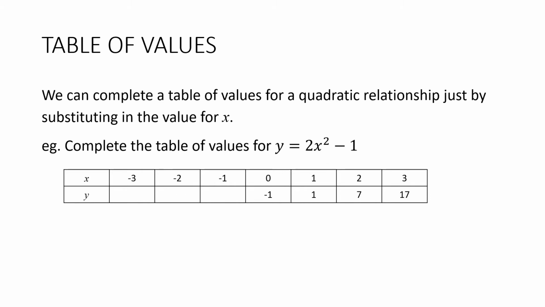Okay, let's do the negatives. Now, when you substitute in a negative, it's wise to put it in brackets. This reminds us that we need to do negative 1 all squared, including the negative sign. So 2 times negative 1 all squared is positive 2. Take away 1 is 1. And let's put the negative 2 in. So negative 2 all squared is 4. 2 4s 8, take 1 is 7. And we can actually see the pattern here. This one here is going to be 17.